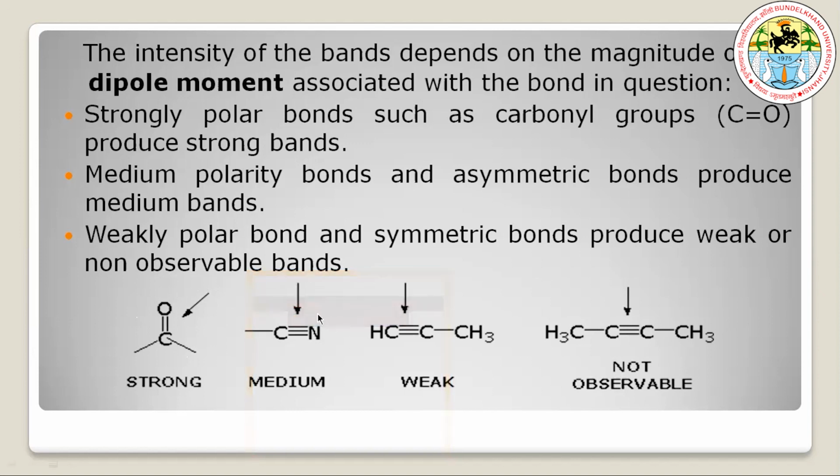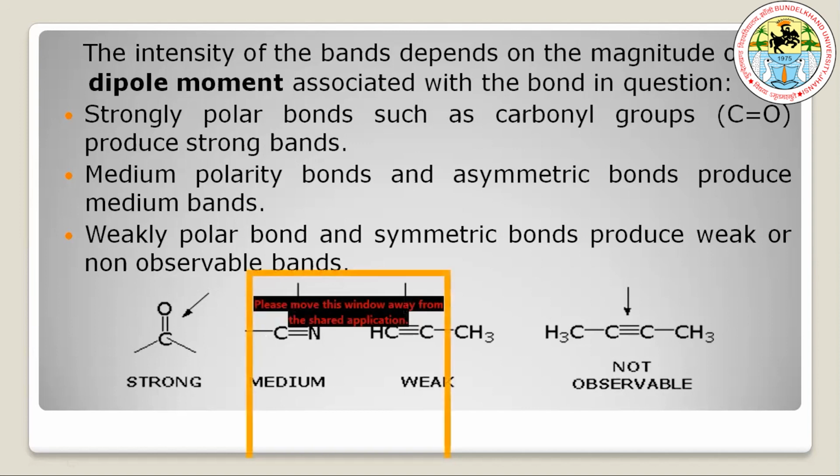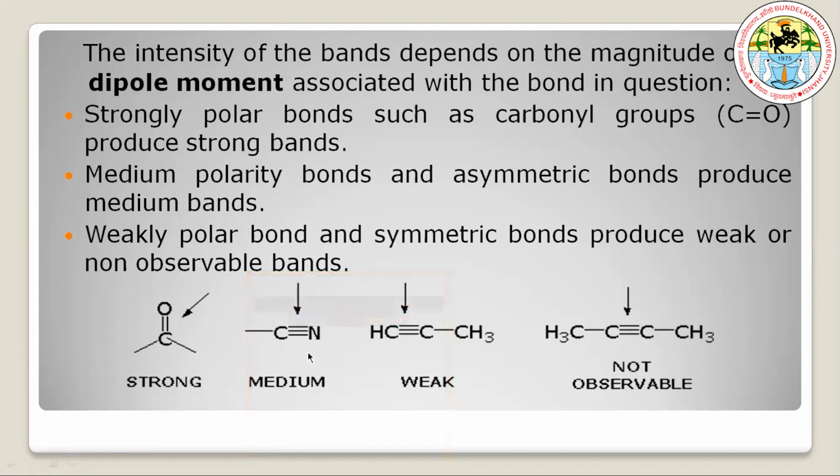C triple bond N is relatively less polar in comparison to C double bond O. So the stretching vibration of C triple bond N is observed in a slightly lower region in comparison to C double bond O. Here C triple bond CH is weakly polar in comparison to C double bond N. So the frequency of vibration observed with this CH you find at a further lower position in comparison to C triple bond C.